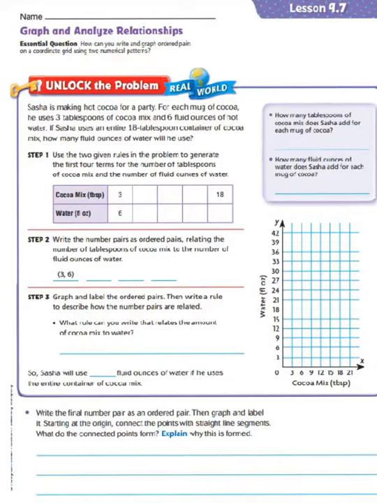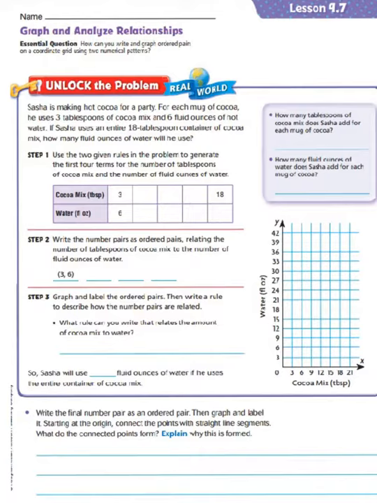All right, let's take a look at our word problem. Sasha is making hot cocoa for a party. For each mug of cocoa, she uses 3 tablespoons of cocoa mix and 6 fluid ounces of hot water. If Sasha uses an entire 18 tablespoon container of cocoa mix, how many fluid ounces of water will he use?